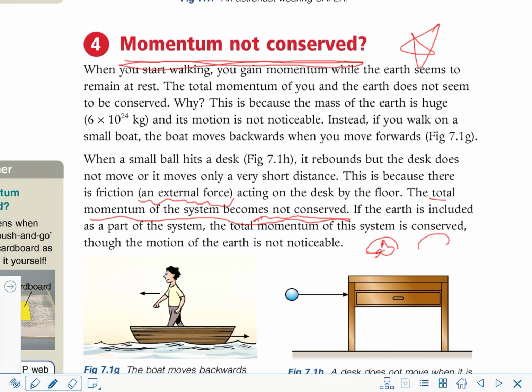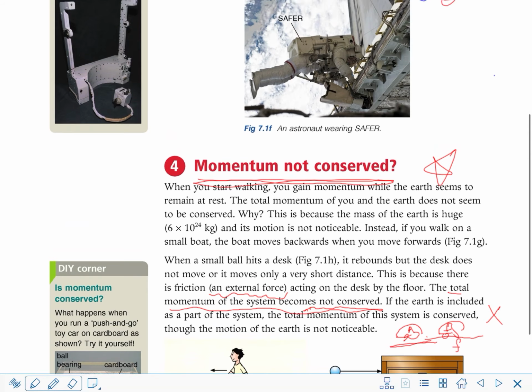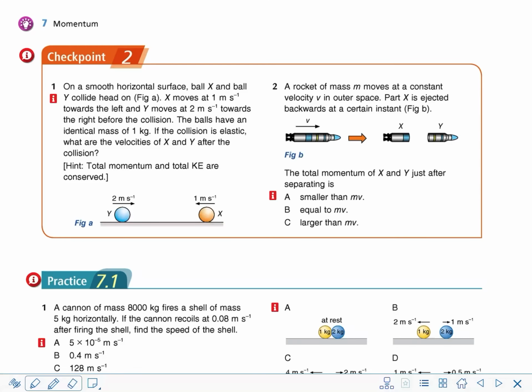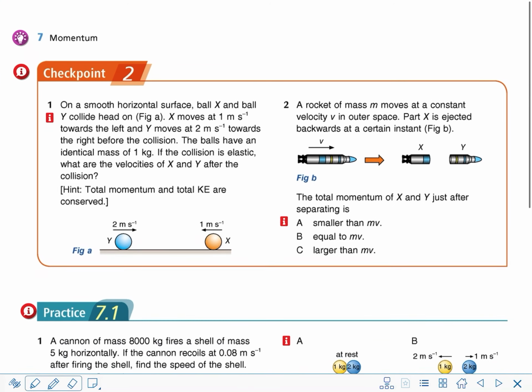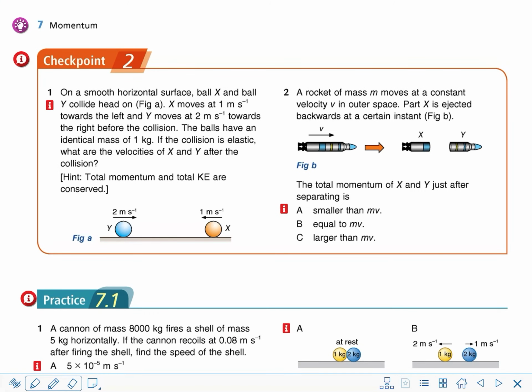Now, for example, if car A collides with car B, we can calculate the final velocity after the collision. However, if the ground has friction, the total momentum cannot be conserved, because the friction acts as another part of the system. We may talk about it in chapter 7.2. There will be a calculation for this.